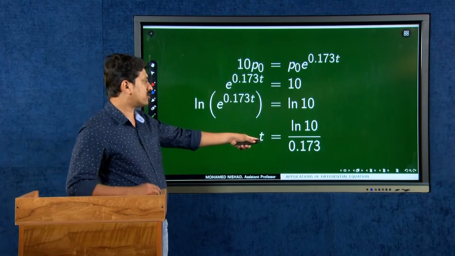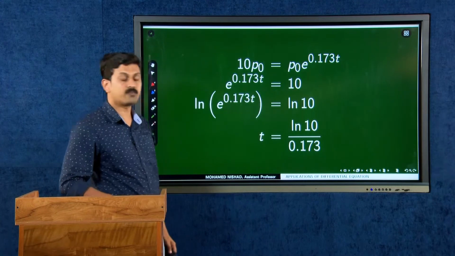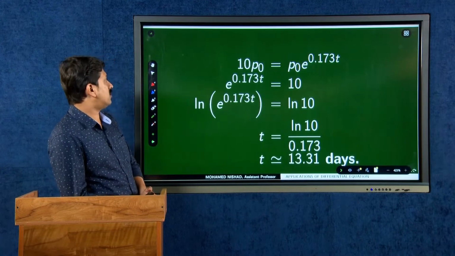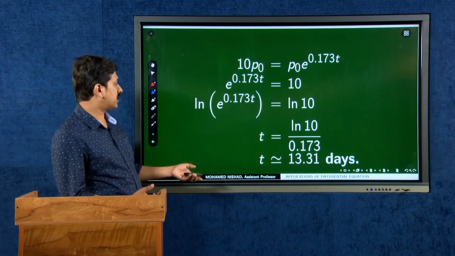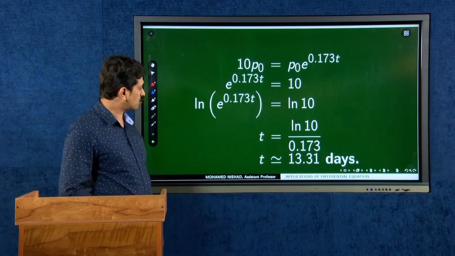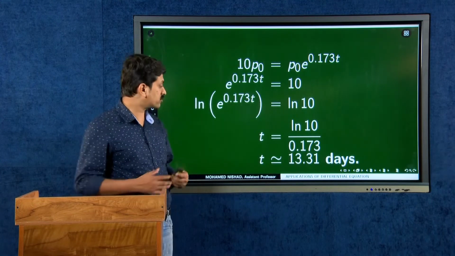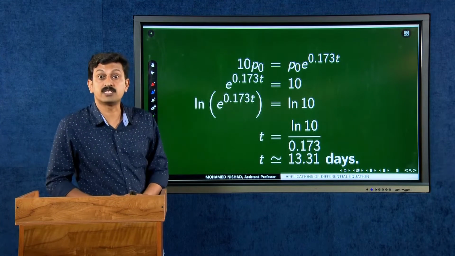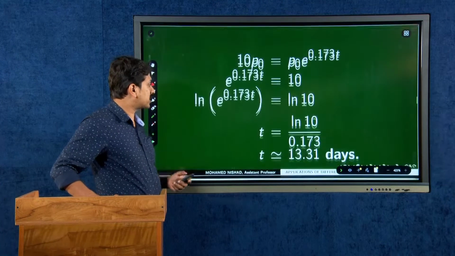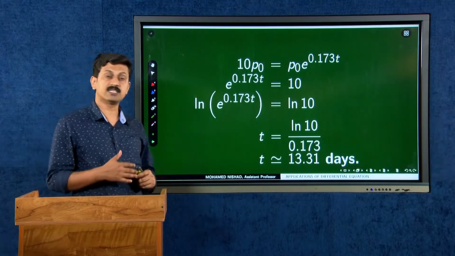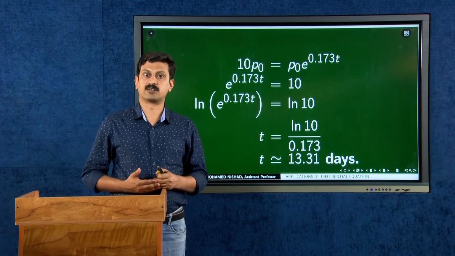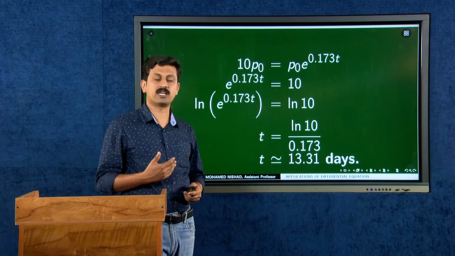Therefore, t is equal to log 10 divided by 0.173. So, finally, t equal to log 10 divided by 0.173. While evaluating that, t is approximately equal to 13.31 days. So that means it requires 13.31 days to grow 10 times from the initial culture.